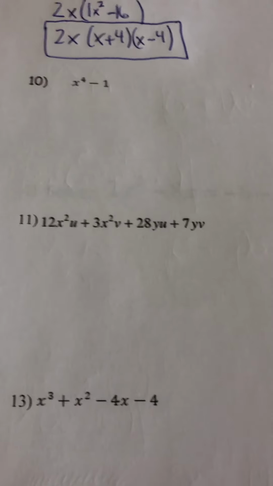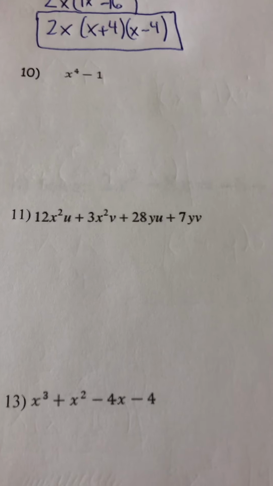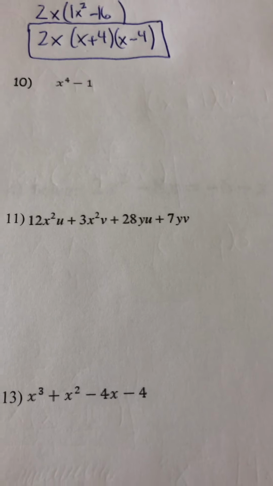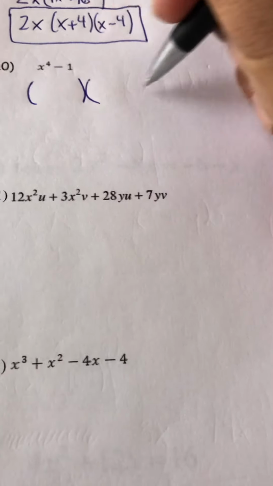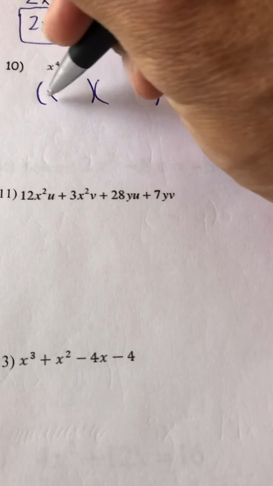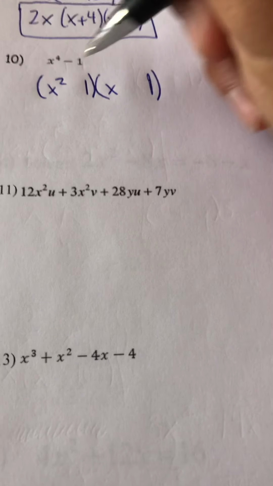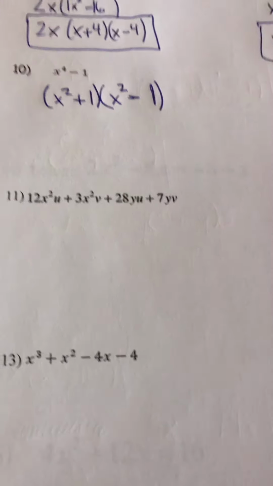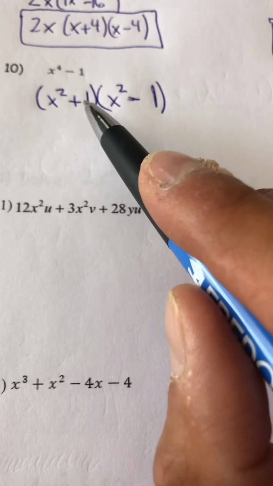Number 10 is unique. There's nothing in common, and there's two terms. Both are perfect squares. I know x to the fourth is a perfect square because the exponent is even. So I'm going to put two sets of parentheses, x to the fourth, so it's x squared, 1 and 1. Signs are opposite. Now, we have two binomials. This one is non-factorable because it's a plus sign.